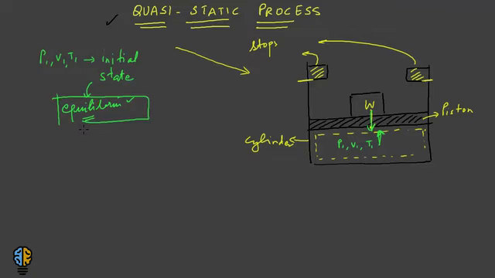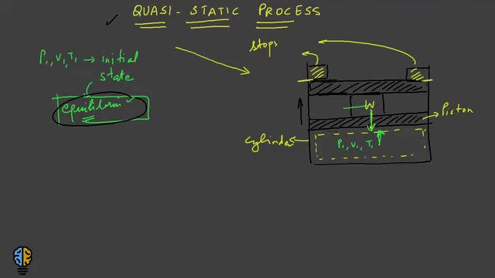Now what would I do? I will remove this load. So after removing the load, what happens? The piston moves up suddenly and it hits these two stops. So your piston will now reach here. Now the movement of the piston is also indicating that the system is now moving away from its equilibrium state.